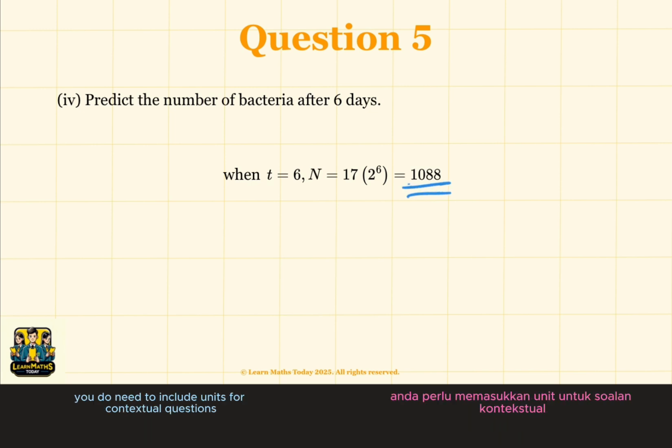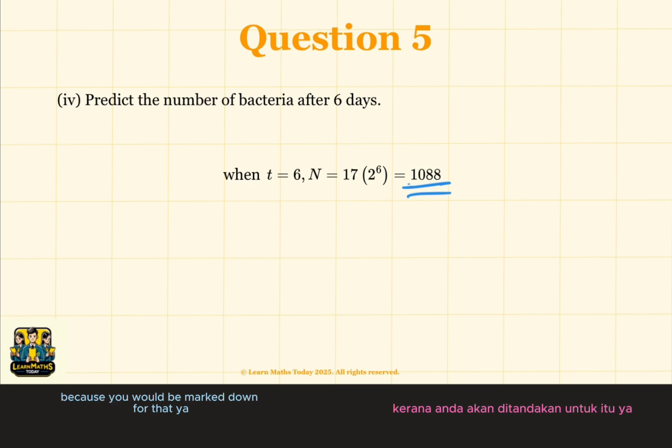Now take note, you do need to include units for contextual questions. So make sure that you include appropriate units. For example, just now the pH, the H plus, you leave it in terms of number of moles per liter. And for this question, the k value we solved for earlier should be in days. And this should be number of bacteria. So just take note of your units because you will be marked down for that. So that's it.